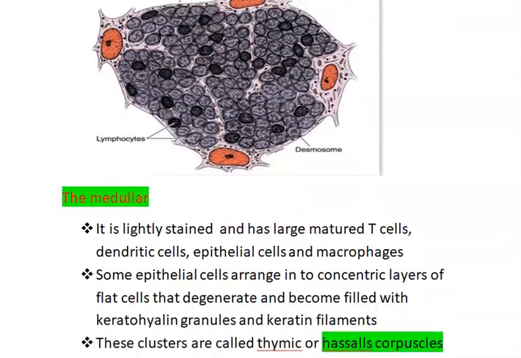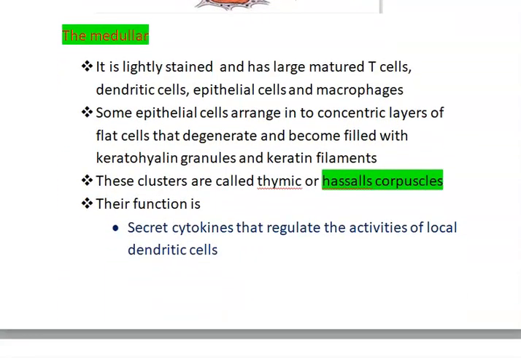What about the medulla? The medulla is lightly stained, as we saw, and it has large mature T cells. It also has dendritic cells, epithelial cells and macrophages. Those T cells which mature in the cortex get deposited into the medulla. Some epithelial cells in the medulla arrange themselves into a group, what we may call a concentric layer. They become flat cells, degenerate and become filled with keratohyalin granules and keratin filaments. So they have much keratin filaments.